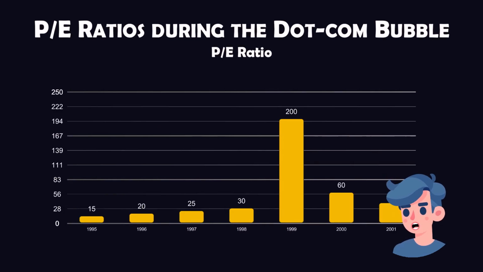In late 1999, the P/E ratio of the Nasdaq Composite Index soared above 200. Compare this with the historical average P/E ratio of the S&P 500, which typically ranges between 15 and 25. This drastic divergence was a clear sign of irrational exuberance.